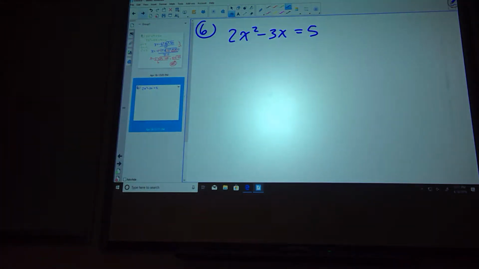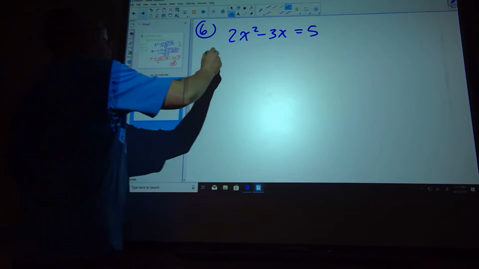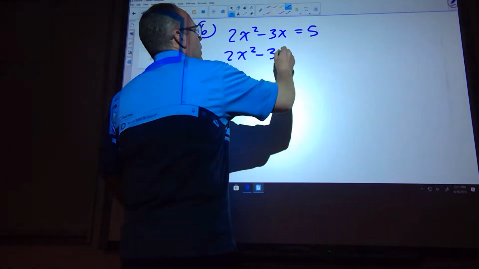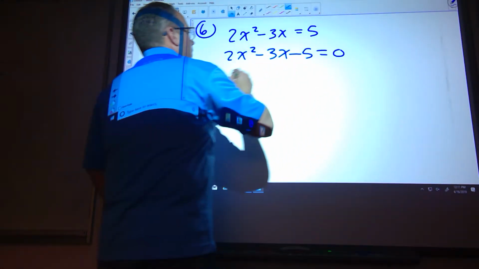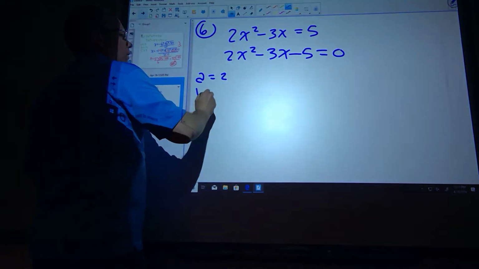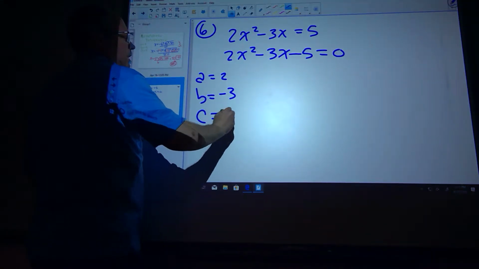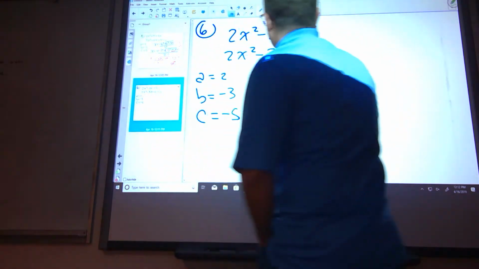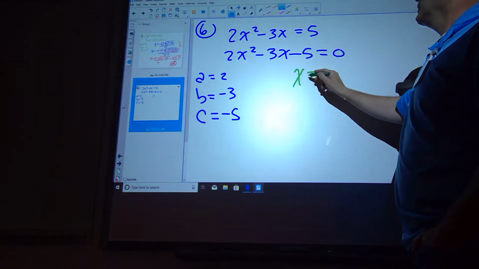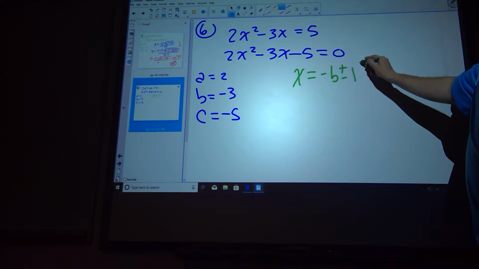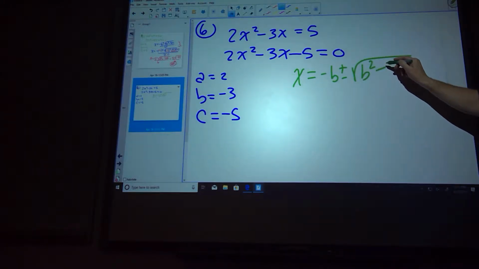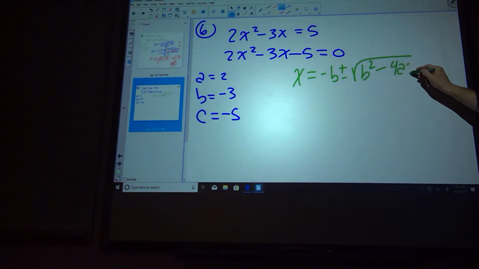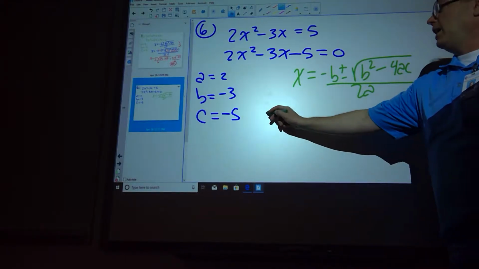Okay. So I want it equal to 0, so I have to move the 5 over by subtracting it. Okay, so my A value is 2, my B value is -3, my C value is -5, and my quadratic formula is, sing it! X equals -b plus or minus square root of b squared minus 4ac over 2a. Yeah. All right. So again, let's plug in.